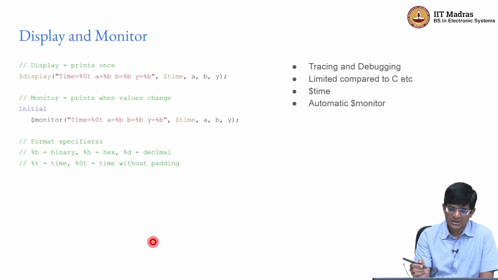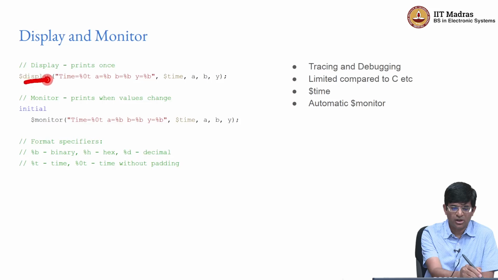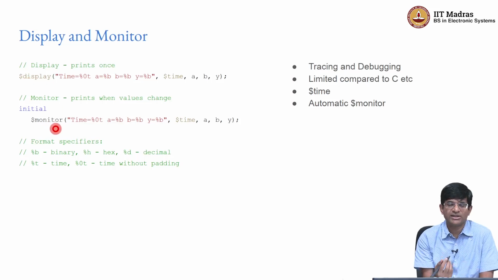As you might imagine, $display and $monitor do not actually have physical meaning. If you are trying to model gates or logic or something like that, they are used for tracing and debugging. They are somewhat limited compared to what you can do with C, but on the other hand, they do have this notion of time, which is crucial for debugging Verilog code.